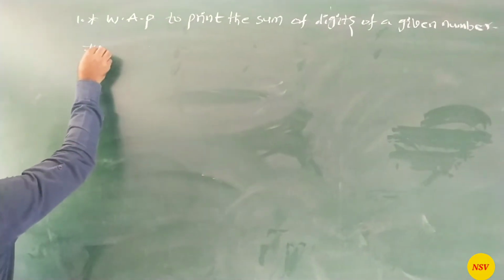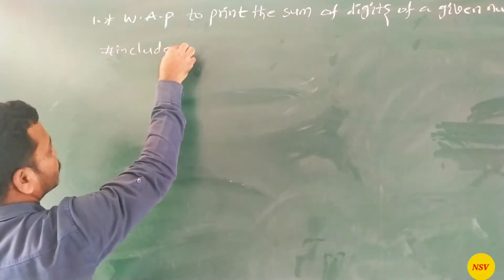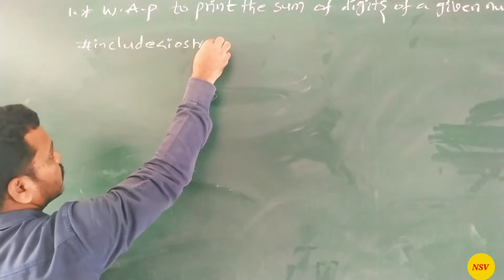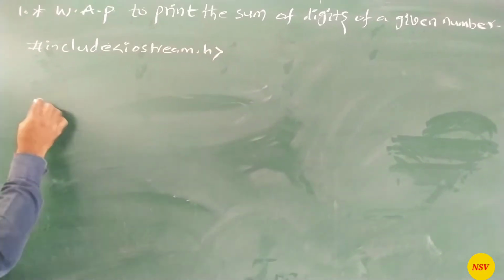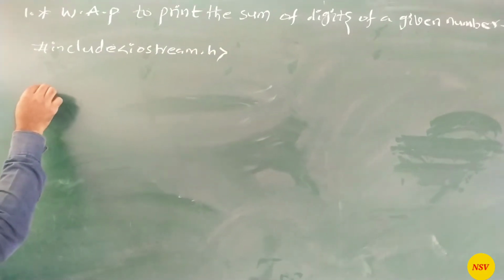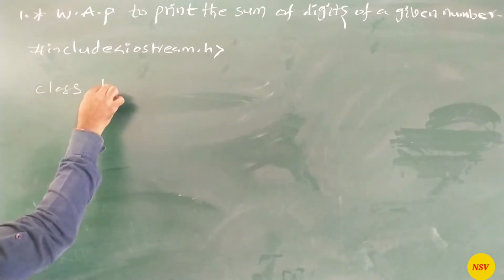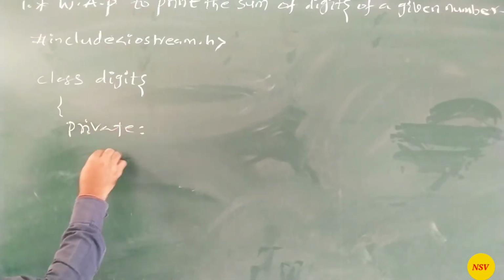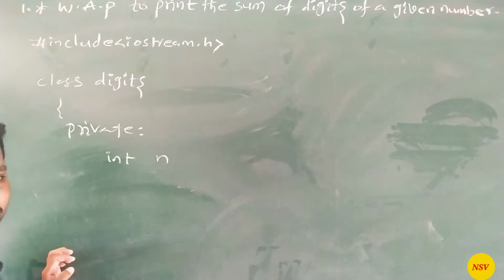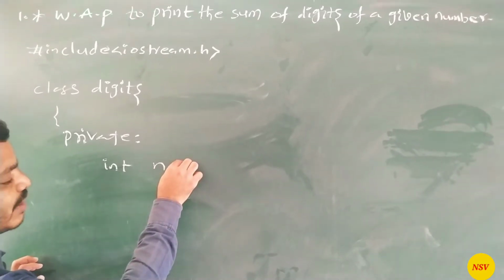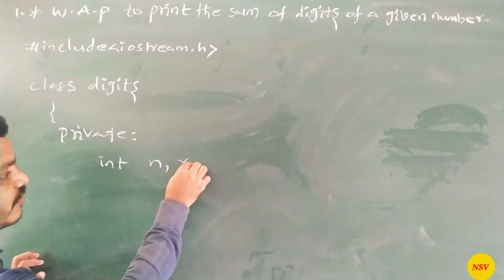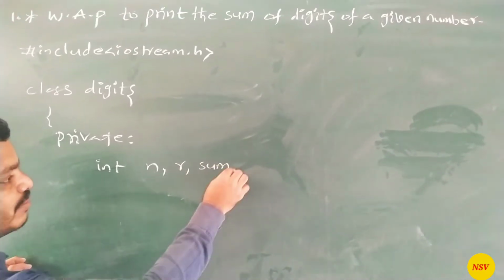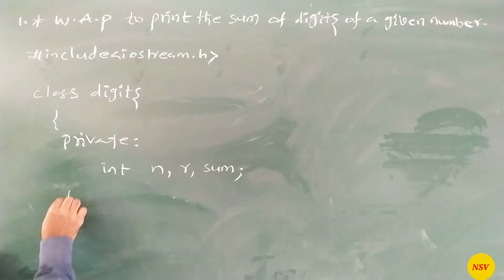Include directive as usual. Next, the class. The program is sum of digits, that's why I am giving the class name as digits. I am declaring variables as private integers. Here we need 3 variables: one is n, the entered number, then r, the remainder value of the given number, and finally sum. We need sum. That's why I am declaring 3 variables here. So next, public.